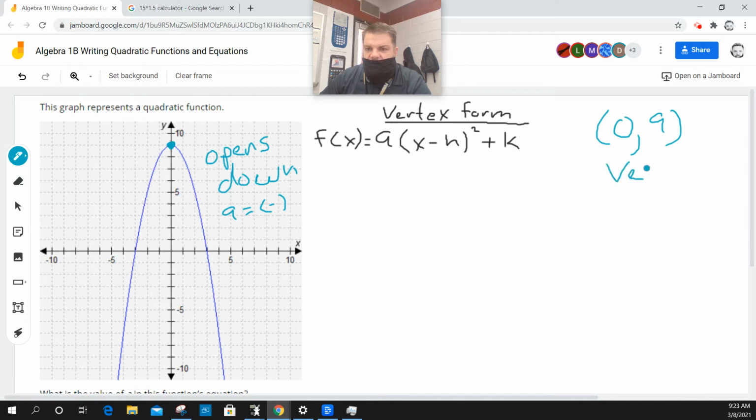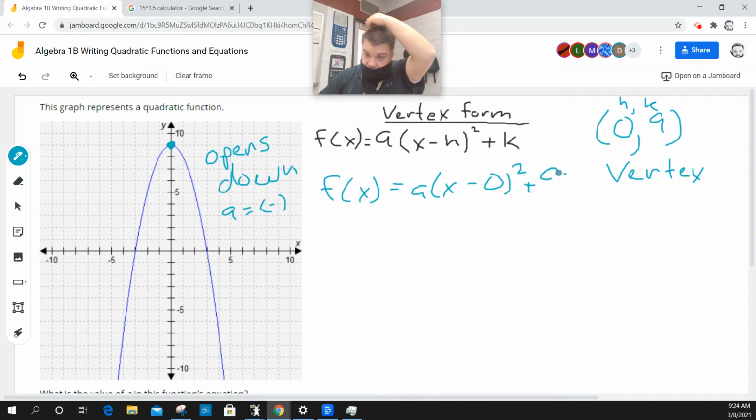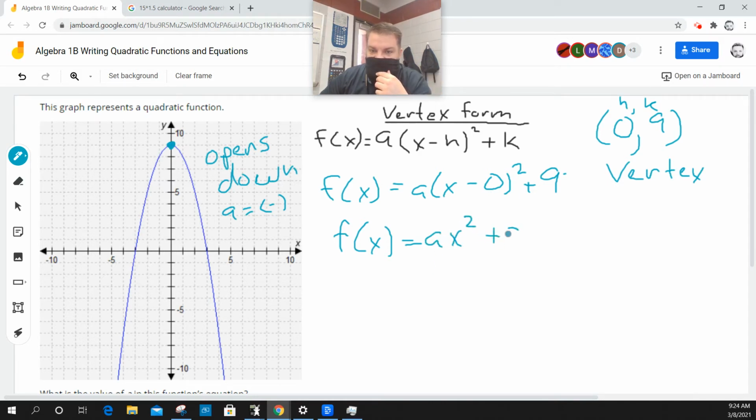So that's my vertex. In other words, my formula f of x is equal to a times x minus, and remember this is the vertex form, h comma k. So minus 0 squared plus k, which is 9. All right. So now if I simplify that, I got f of x is equal to x minus 0 is just x squared. So I've got a x squared plus 9.